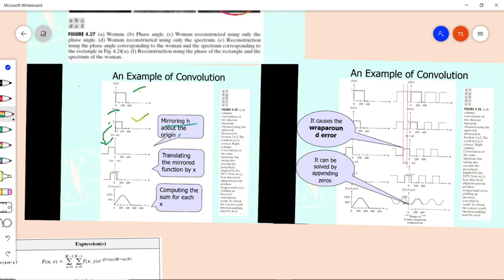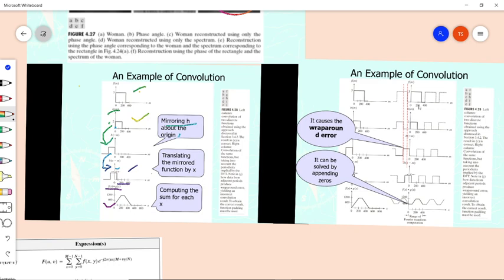So this is the origin point. At the origin, if you mirror the h value and translate the mirrored function by some discrete x value, then that x value is moved to here, and this is the output. Then if you compute the sum for each x, means f of x star g of x, then this is the output. Then from here, you will get this one.